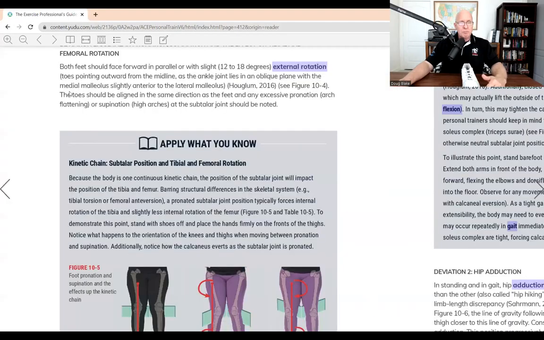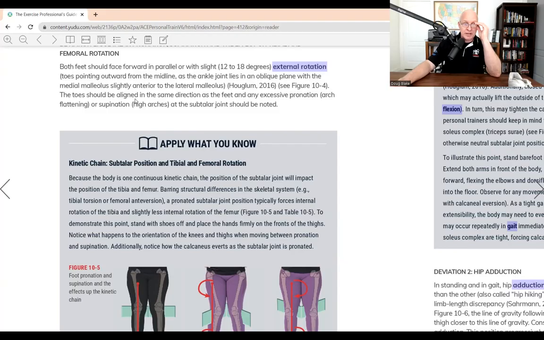Okay. So medial malleolus slightly anterior to the lateral. So the inside malleolus would be anterior, or forward, a little bit more. I hope that makes sense. The toes should be aligned in the same direction as the feet, and any excessive pronation, arch flattening, or supination, high arches, at the subtalar joint should be noted.